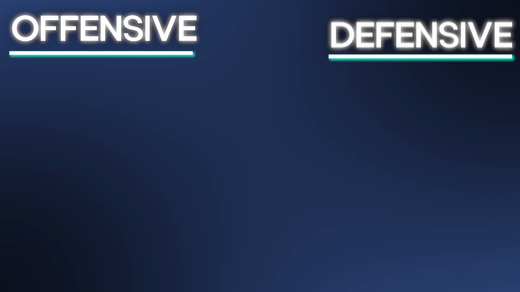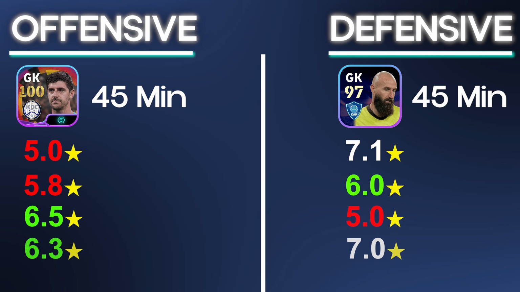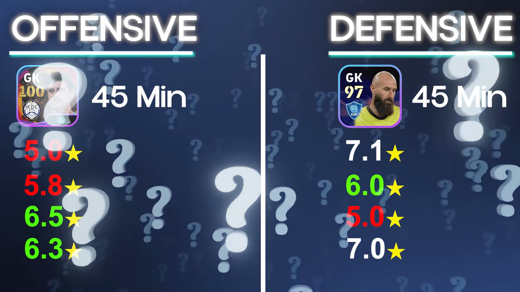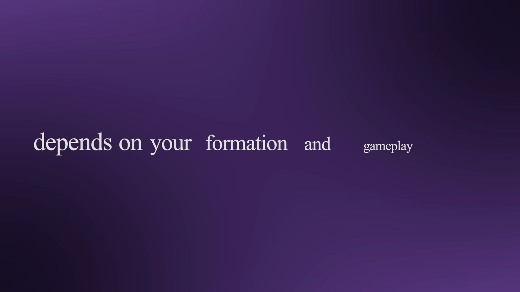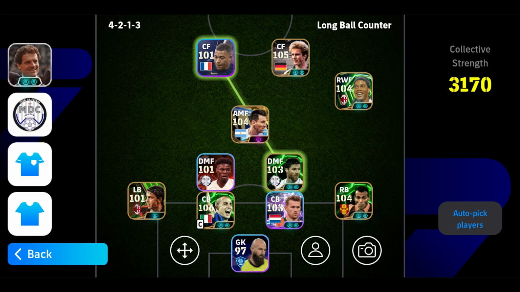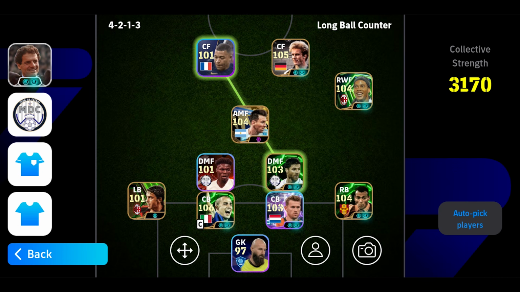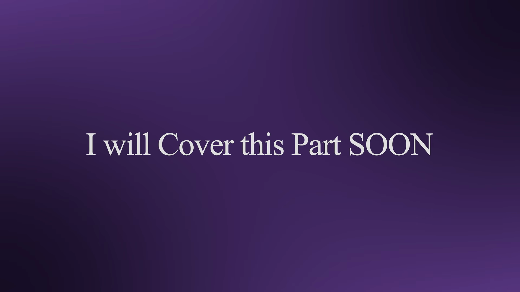In eFootball, there are two goalkeeper playstyles, offensive and defensive. I used both goalkeepers for 45 minutes in each of several matches, and the offensive goalkeeper constantly gave a better performance than the defensive. Does that mean the offensive goalkeeper is always best? Actually, no. The performance of the offensive and defensive goalkeeper depends on your formation and gameplay style. In my formation, the offensive goalkeeper was able to make more saves because of my playstyle and gameplay style. So, how can you understand which goalkeeper playstyle is best for you? It's not very simple. I will cover this part soon.